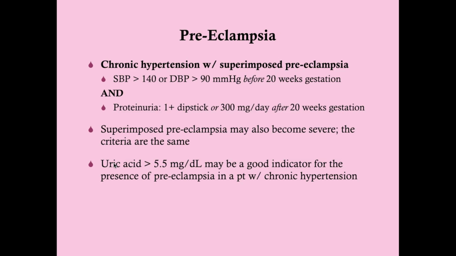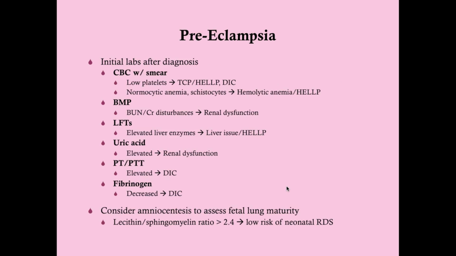As I mentioned in the previous lecture on hypertension, a uric acid of more than 5.5 can be a good indicator for the presence of preeclampsia in a patient with chronic hypertension. So that can help you. That's why we get a uric acid level on patients we diagnose chronic hypertension in.